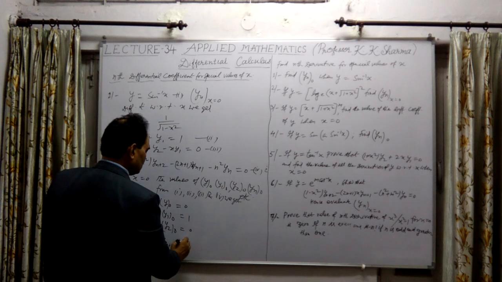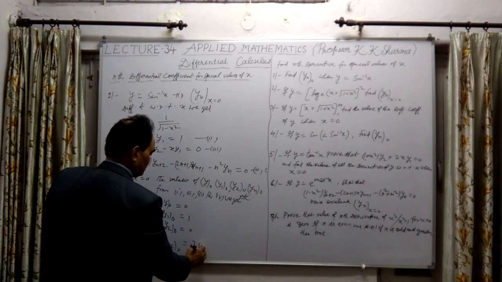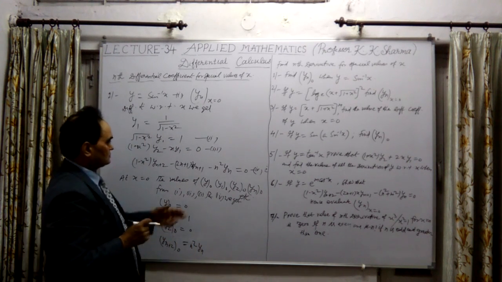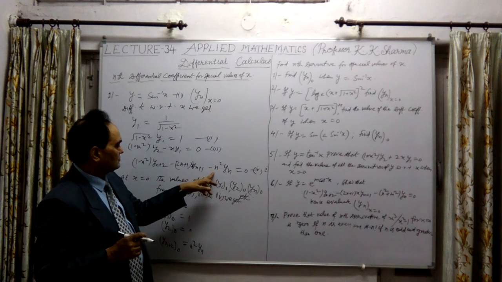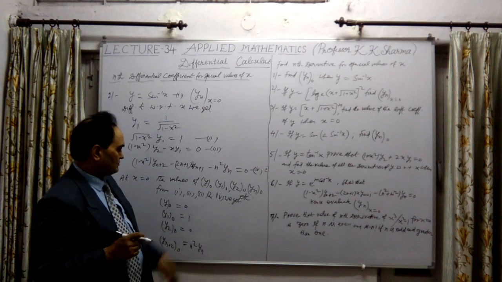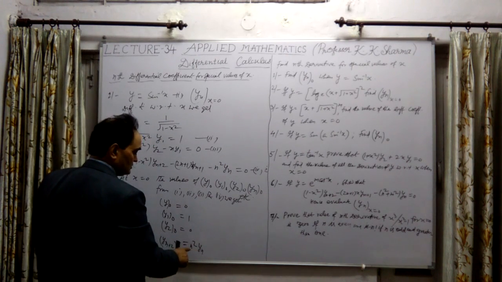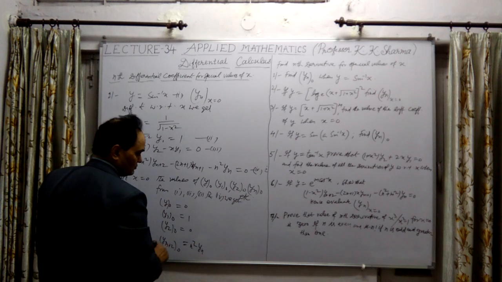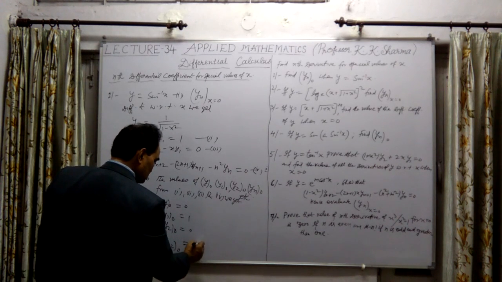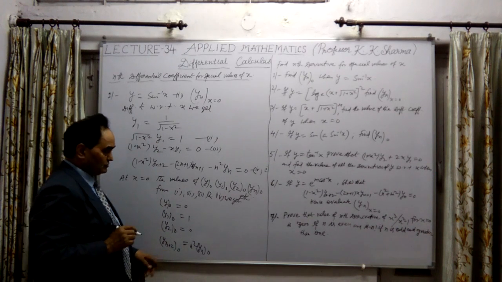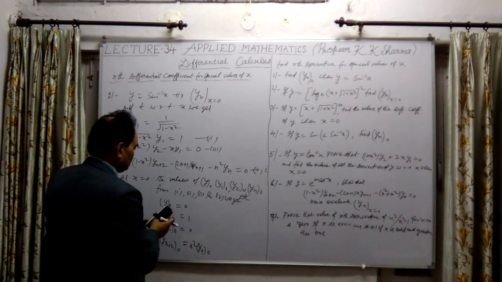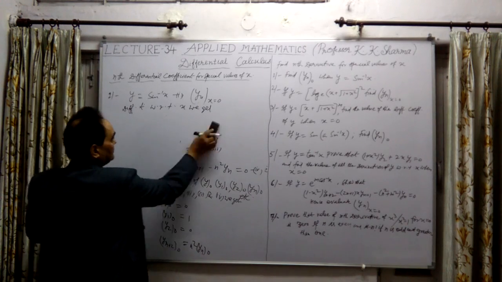This is equal to plus n square into yn, because this minus sign is to be taken to that side, so it will be positive. So this is equal to plus n square into yn at 0. But here we have to find y_n at 0. So now let me substitute these values.